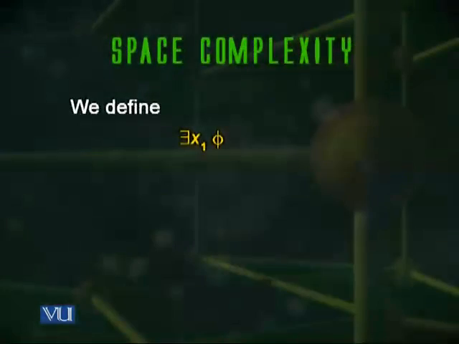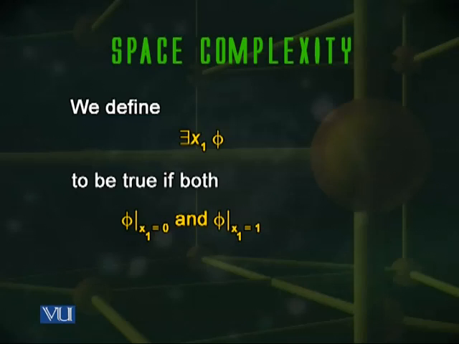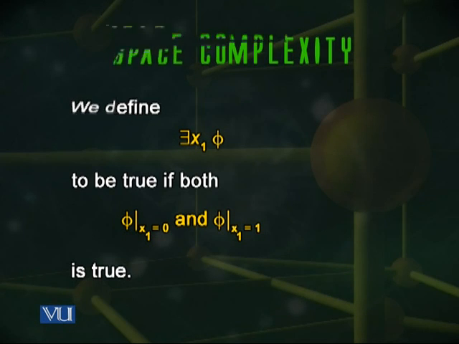Similarly, we will make a definition where the quantifier was a there exists, or an existential quantifier. So we will define there exists x1 phi to be true if one of these formulas, obtained by substituting 0 for this variable or by substituting 1 for this variable, turns out to be true. Then we'll declare the original formula to be true.